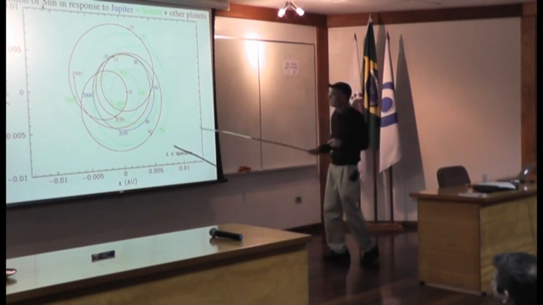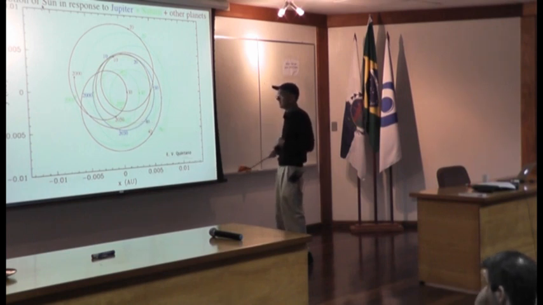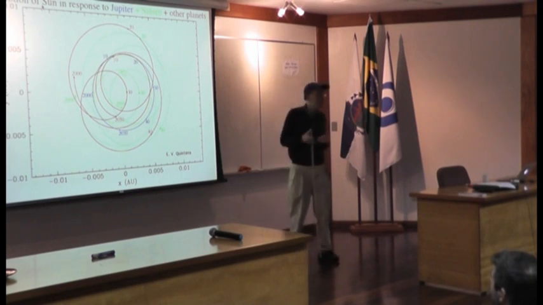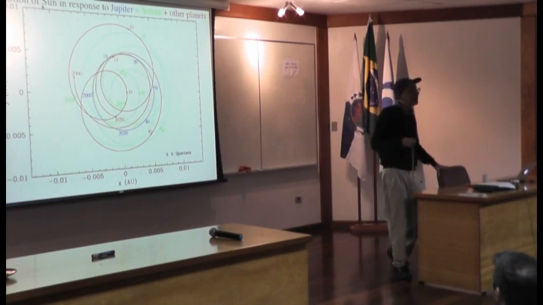You add in Saturn, and you get the green curve, and you see that Saturn is making a bigger contribution relative to Jupiter. That's because astrometry, with radial velocity, since velocities drop down with distance, orbital distance, farther away means less radial velocity.